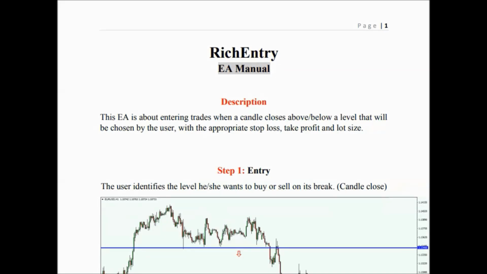For those who do not know about RichEntry, it's a tool that helps traders catch as many trades as possible, especially traders who do not have enough time for trading. In this video, I will show you how RichEntry works through a live example and go over its features one by one. So let's get started.